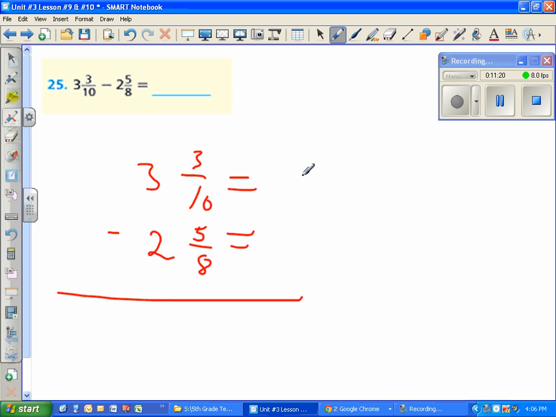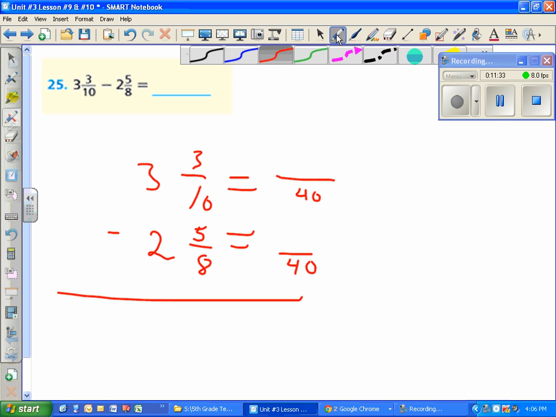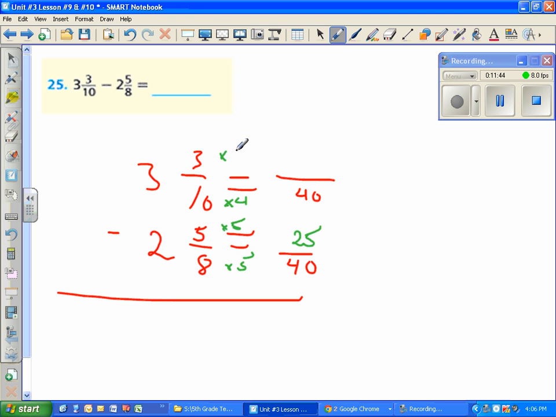Common denominator, 40. Sorry, that's supposed to be a 40. And 40. All right, so now 8 times 5, so 5 times 5 is 25. 10 times 4, so 3 times 4 is 12. And now we have a problem. We cannot subtract 25 from 12, so we have to borrow.